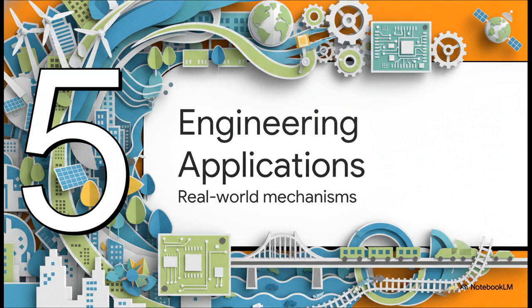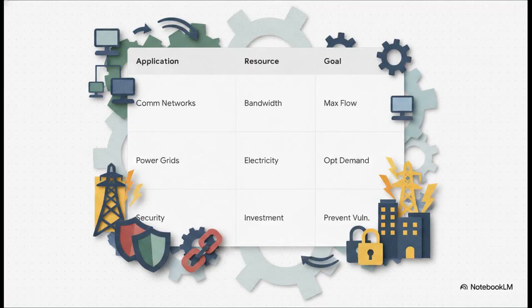Section 5. Real-world engineering applications. All right, let's shift gears from abstract microeconomics to the physical world, because mechanism design operates in the wild all around us. We're essentially swapping out selfish kids for autonomous network nodes and power grid consumers. In communication networks, the resource is bandwidth, and the goal is maximizing flow without congestion. Down in power grids, the resource is electricity, and the mechanism optimizes demand. Over in security systems, the resource is defensive investment, aiming to prevent vulnerabilities. But in all these cases, the core issue is exactly the same. Agents have private information, and we absolutely have to align their incentives.